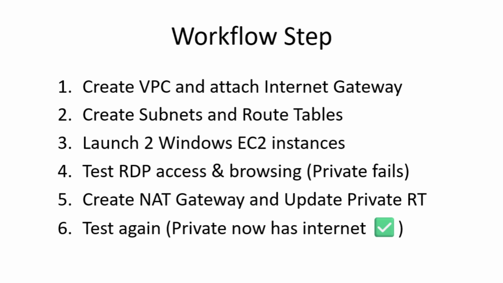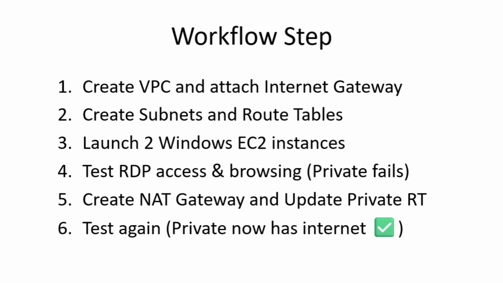Step 3. Launch two Windows EC2 instances. The public instance gets a public IP and allows RDP access from anywhere. The private instance has no public IP and allows RDP only from the VPC CIDR. Step 4. Test RDP access and browsing. RDP into the public instance, then the private instance. Browsing from the private instance will fail, showing it is isolated.